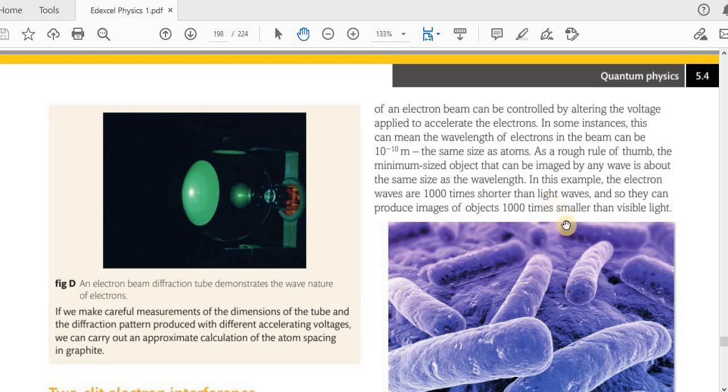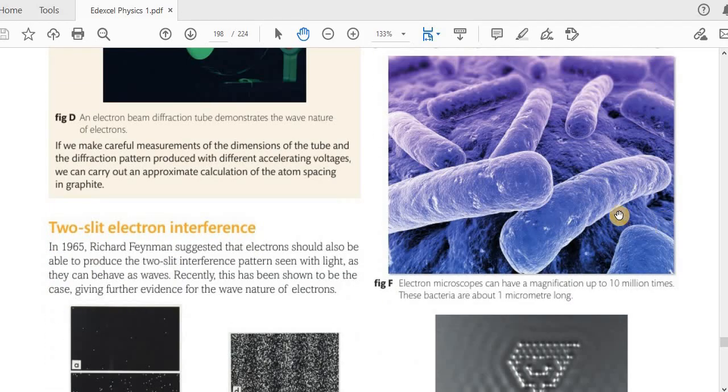Okay, so I think this is clear. So there are 2 points here. The minimum sized object that can be imaged by any wave is about the same size as the wavelength. And the second point is the electron waves are 1,000 times shorter than light waves. That means they can be used to produce images of objects 1,000 times smaller than visible light. For example, here, remember the range of the wavelength of visible light? You would have learnt it.